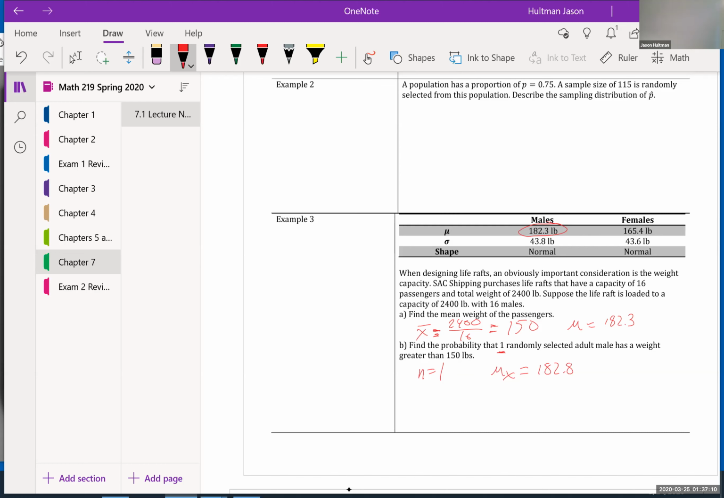Now, what's the shape of the sample means here, of the sample mean? Okay, what's the shape of the sample mean? Well, n is not greater than or equal to 30. But what do we know about the original population? I wrote the wrong number for mu x bar, sorry. No, right, did I?